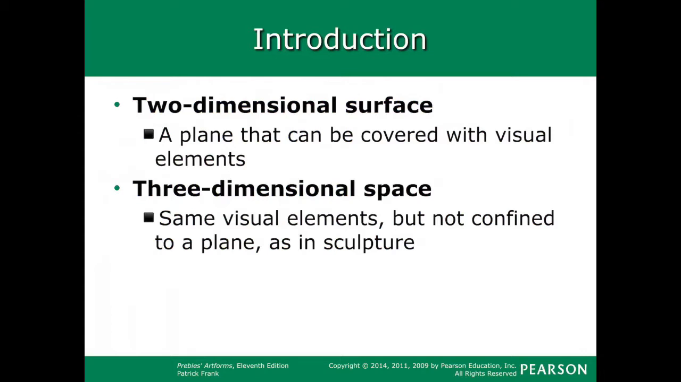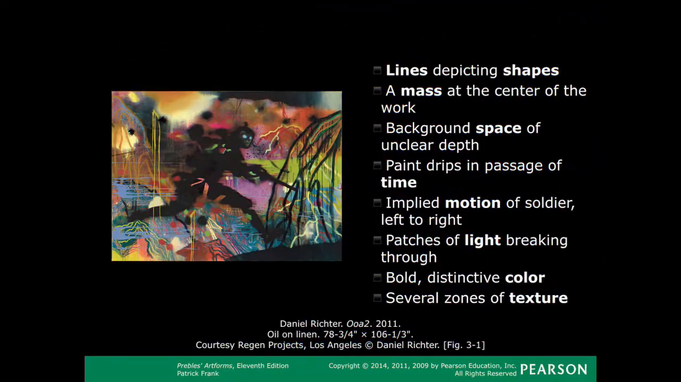Even though we are looking at objects that might be three-dimensional, we are basically looking at a flat surface. On the other hand, we have three-dimensional space, where they use many of the same visual elements as a 2D surface, but it's not confined to a plane. Something like a sculpture, something that is tangible, something that you can see from different directions.